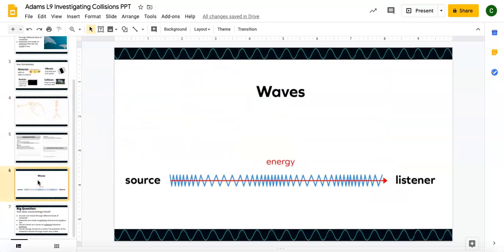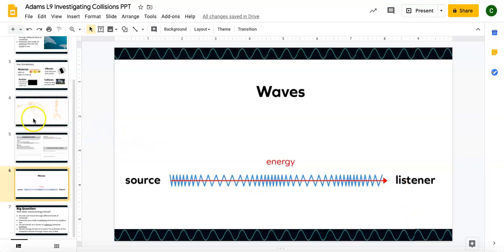Let's go ahead and think about that when we think about sound waves. So when we think about sound waves moving and traveling from those dolphins, don't forget the source is where something comes from. So if this is the mother dolphin that's creating a sound or a whistle for her calves, how is that energy being transferred, right? The energy is being transferred. Don't forget the energy is moving away from the source towards the listener.